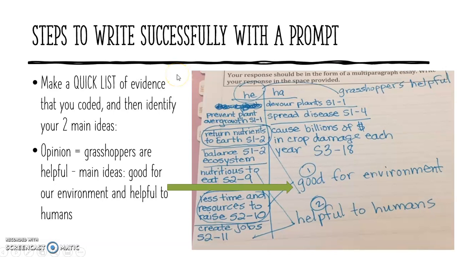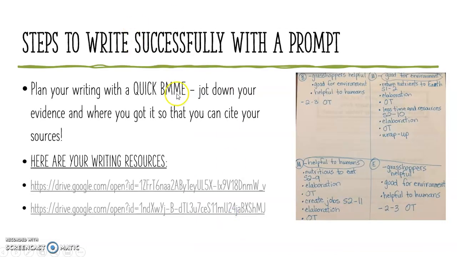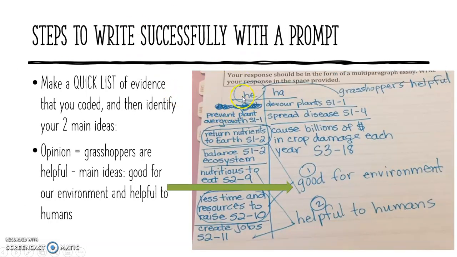Okay, I read through the text and now I'm ready to make a quick list of the evidence that I coded because this is how I'm going to decide what my main ideas are going to be. This is how I'm going to decide what my opinion is. So under helpful, I listed my helpful coding that I made on my text. So here's everything that I listed for helpful, and here's everything that I listed for harmful.